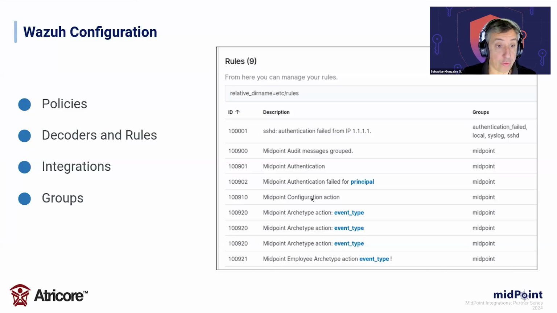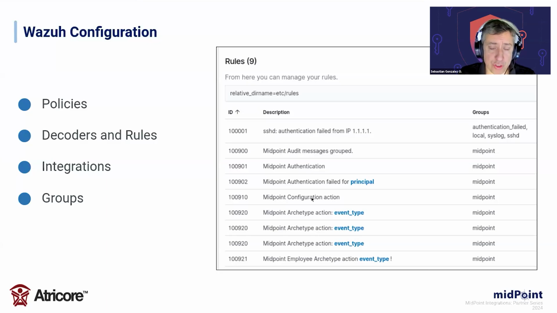Then you have the decoders and rules. These are configuration options that tell Wazuh how to interpret a MidPoint audit message, for instance. We saw the MidPoint log has a lot of data. I didn't get into details there, but we'll see. And then you need to tell Wazuh how to read that, how to interpret that log, because MidPoint will give you information about the target object that's being changed, things like that. When we want to monitor MidPoint activity, we'll need a decoder. And then we have rules.